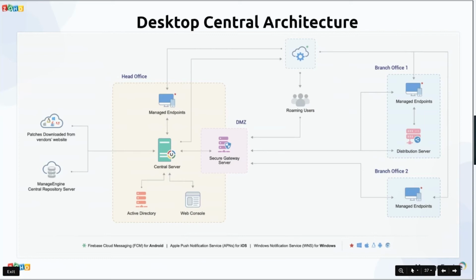So if computers are in other offices, and there is bandwidth consumption that needs to be minimized because of the patches or the software that you install, we have a distribution server for that, as we discussed earlier. This will help you to download all the required software over the internet once, and then it'll use the local intranet connection to distribute it. So we'll be able to minimize your bandwidth consumption in an office infrastructure. So that's how Desktop Central works.